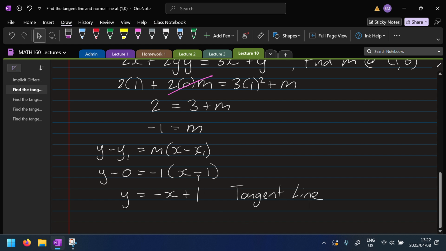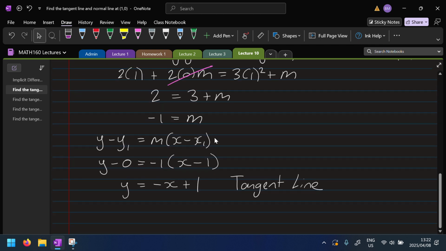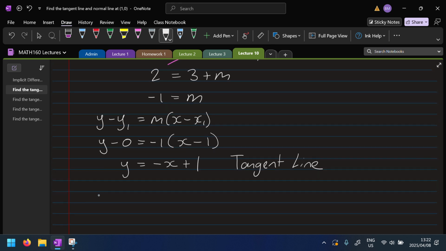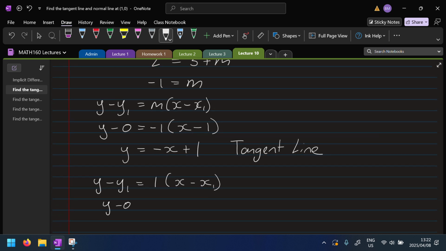Okay, now what about the normal line? Remember, the normal line is perpendicular to the tangent line. So if the tangent line has a gradient of minus 1, then the normal line will have a gradient of 1, because the product of the gradients must be minus 1. So for the normal line, we have y minus y1 equals m, that was going to be 1, times x minus x1. And they intersect at the same point, so we can substitute 1, 0. So y minus 0 is x minus 1, so y equals x minus 1.